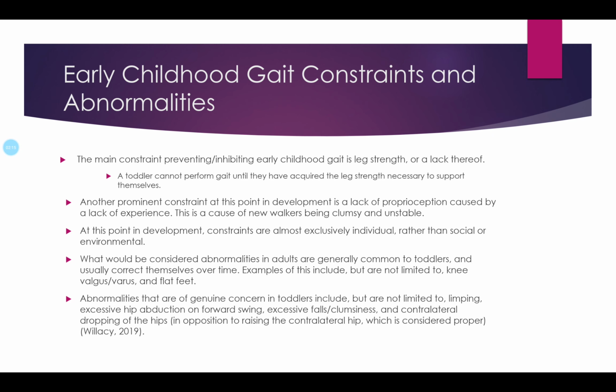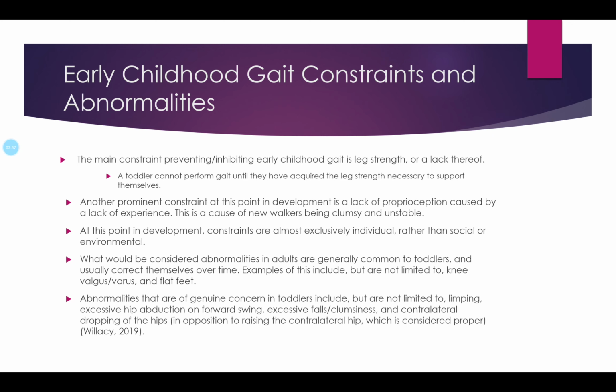Early childhood gait constraints and abnormalities. The main constraint inhibiting early childhood gait is leg strength, or really a lack thereof. A toddler obviously can't walk until they have the leg strength necessary to support themselves. Another prominent constraint at this point is a lack of proprioception caused by a lack of experience. This is a cause for new walkers being clumsy and unstable. They generally don't know how to manipulate their body properly, so walking looks very awkward.